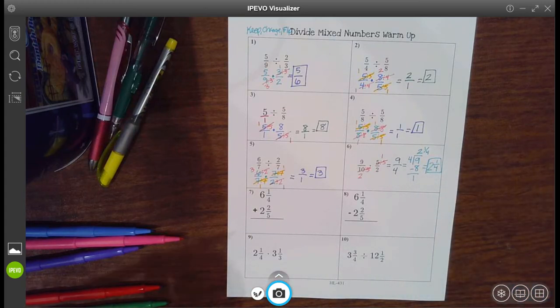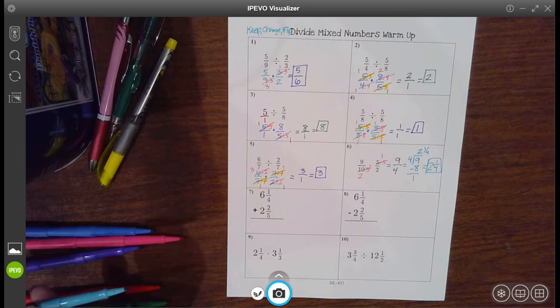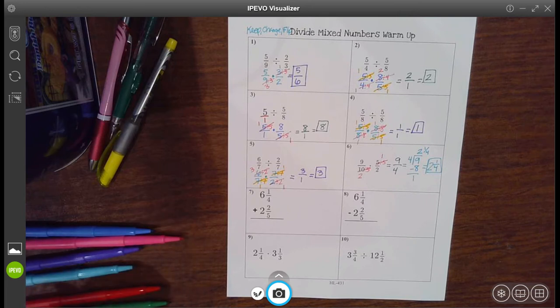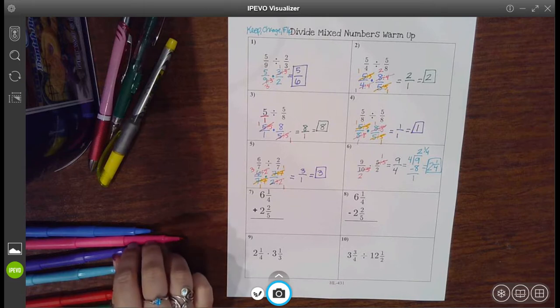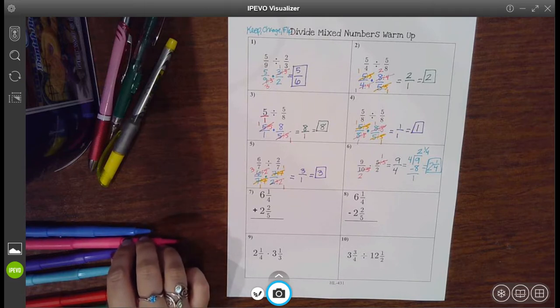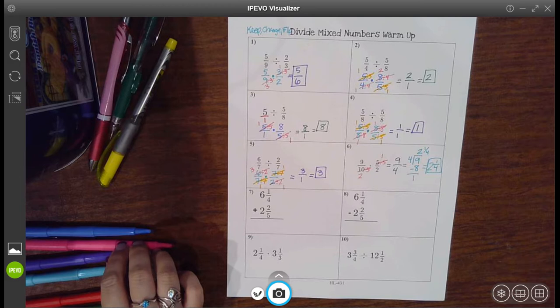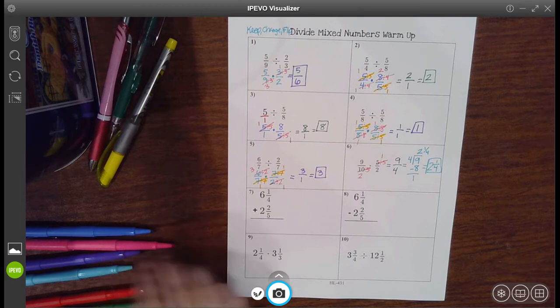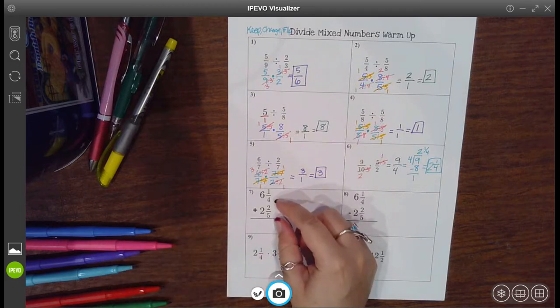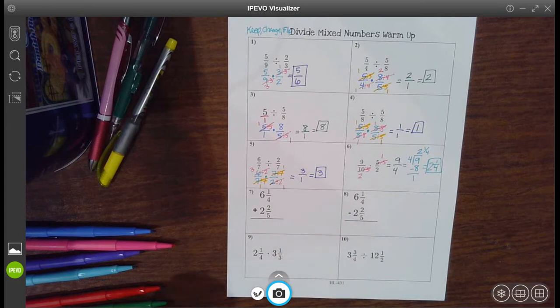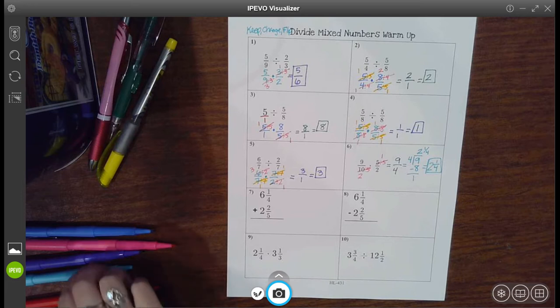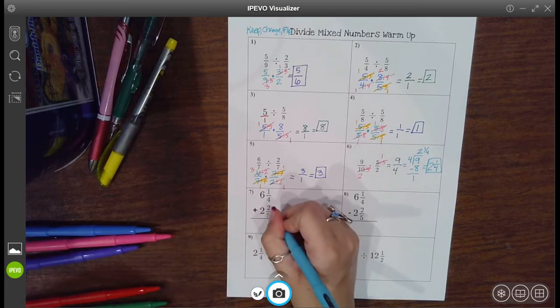Okay, let's review adding and subtracting. Those are a little bit different. For adding and subtracting, I want to first of all get a common denominator. And when I'm getting a common denominator, that's the same thing as finding the LCM. What's the smallest thing that both 4 and 5 can multiply to become? Well, the smallest thing that they can multiply to become, in this instance, is 20.